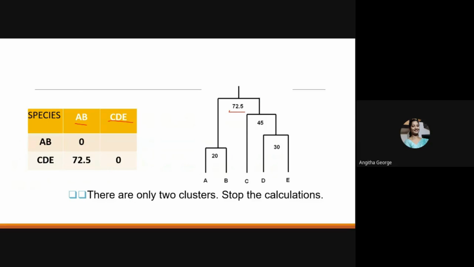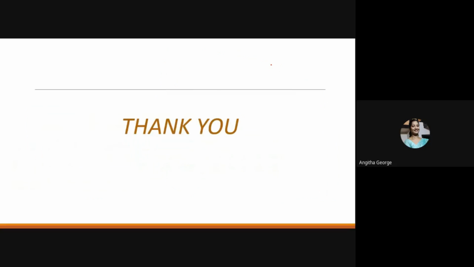So since this distance matrix contains 2 clusters, we can stop the calculations. So from the given distance matrix using UPGMA, we can construct the phylogenetic tree. So this is a phylogenetic tree based on the given distance matrix. I hope you understand the topic UPGMA for the phylogenetic tree construction. Thank you.